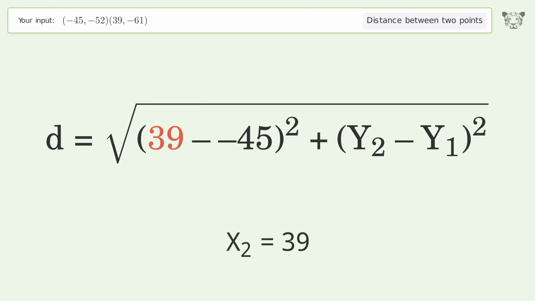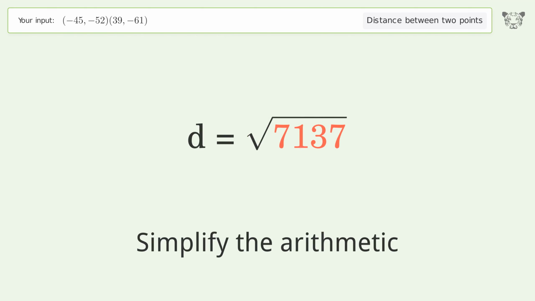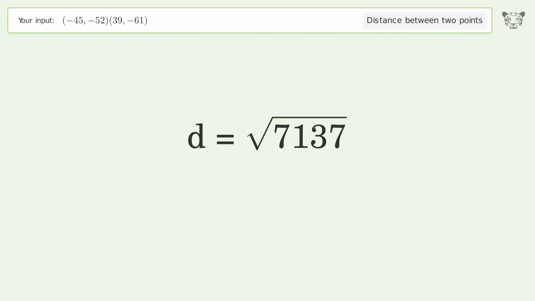Calculate the expression inside the parentheses. Simplify numbers raised to exponents. Simplify the arithmetic. And so the distance between the 2 points is the square root of 7,137, or 84.481.